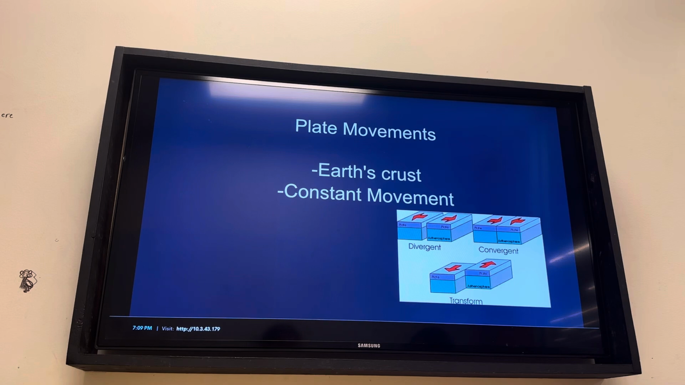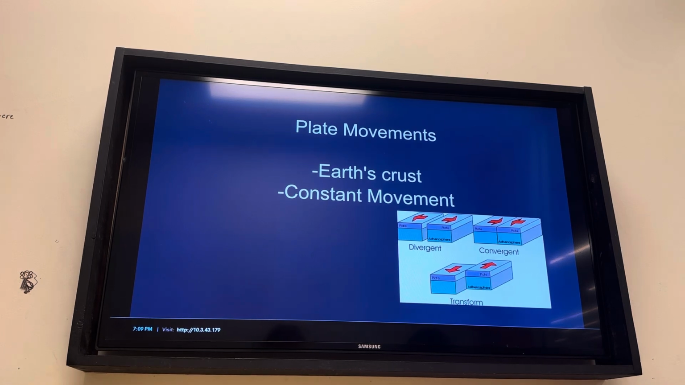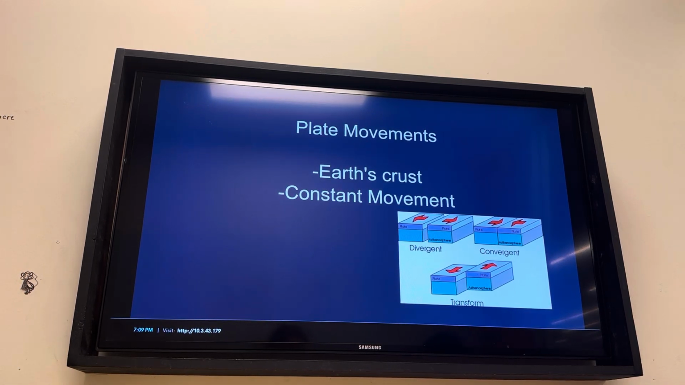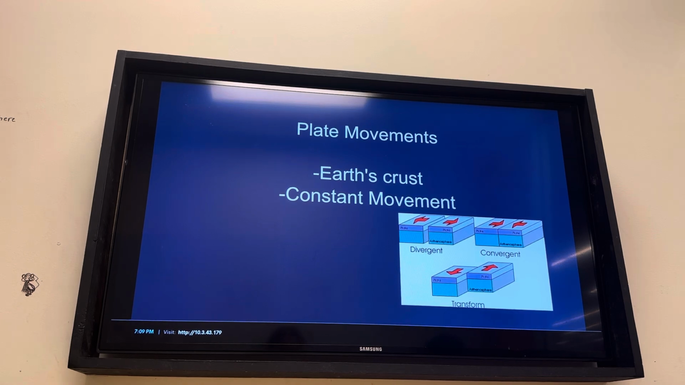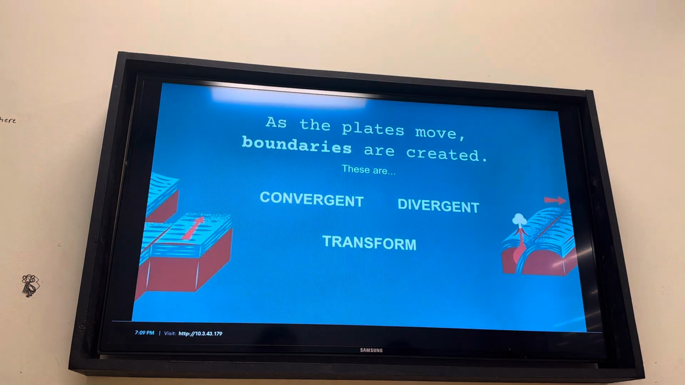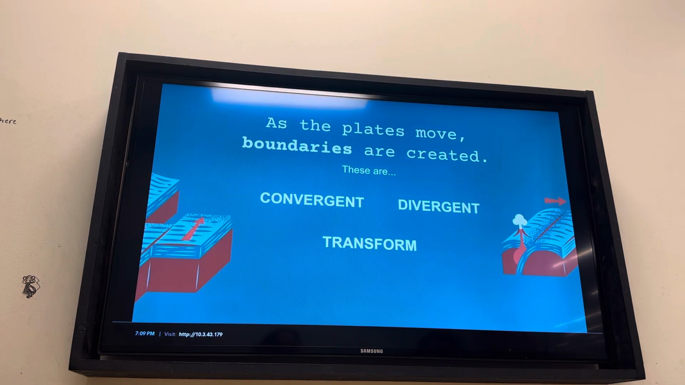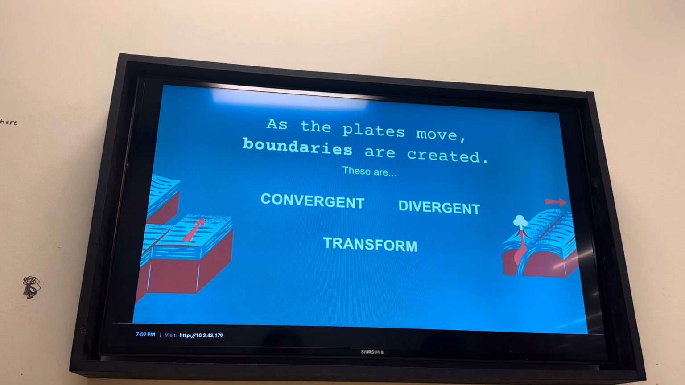Plate movement is when the Earth's crust, which as we said is divided into large tectonic plates, moves slowly on the semi-fluid asthenosphere due to convection currents in the mantle. These plates are constantly in movement and always have been. As the plates move, boundaries are created. These are convergent, divergent, and transform.